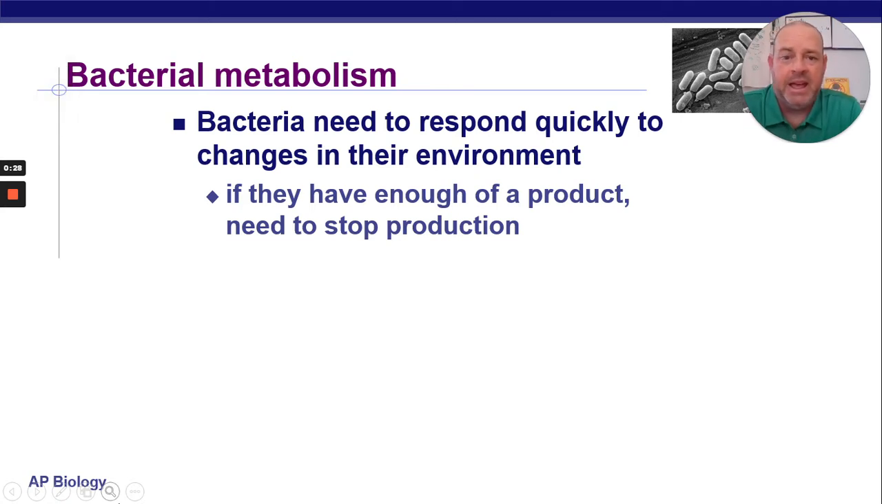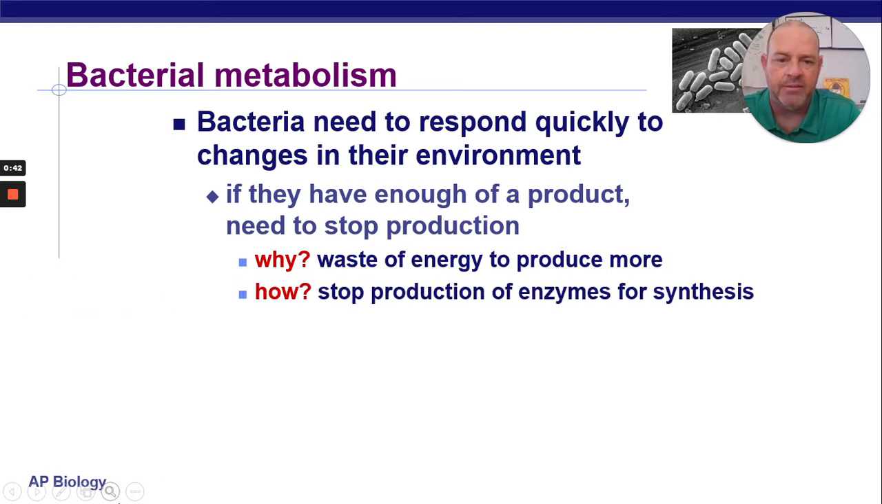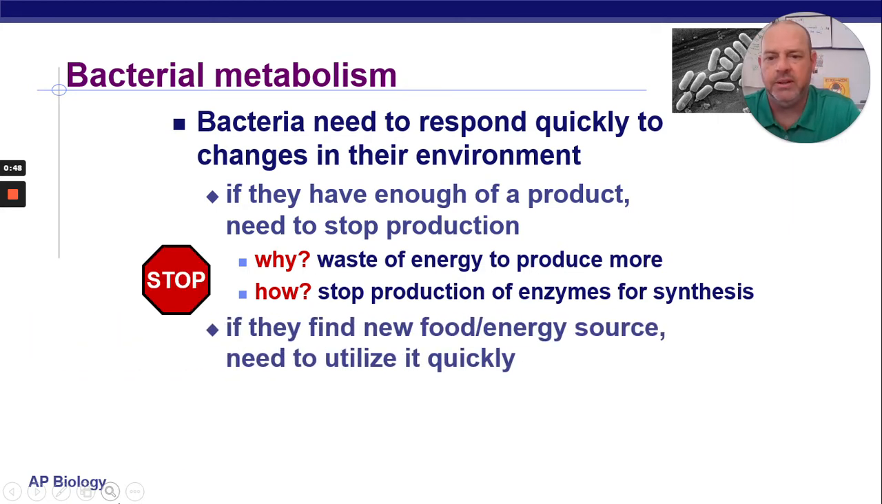They might have enough of a product, and so they don't want to produce it anymore, or they might need it very quickly. Why would they do this? Because they don't want to waste energy, right? They don't want to waste energy producing more of something they already have. So, how do they do this? Well, you have to stop production of the enzymes for synthesis, right?